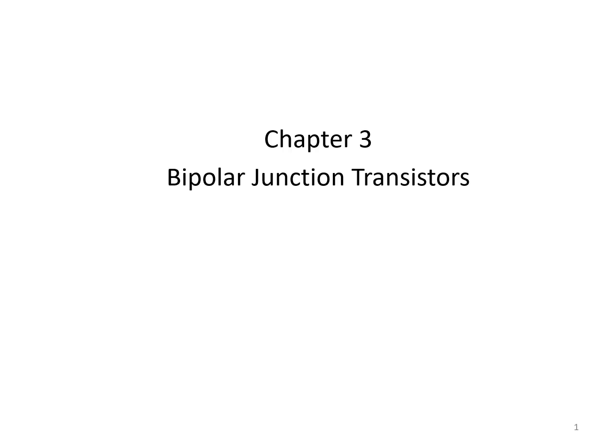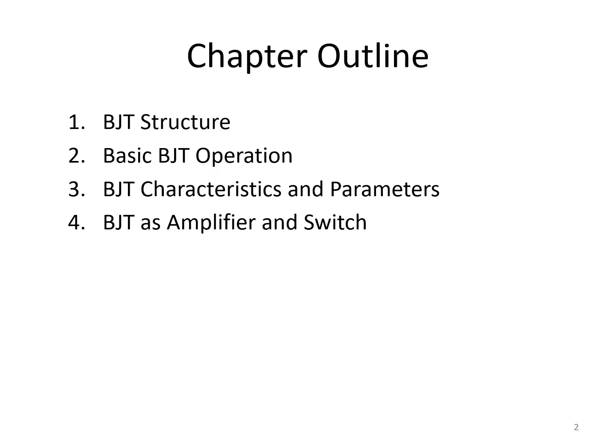So today we will start a new chapter 3, which is Bipolar Junction Transistor, BJT. This is the chapter outline. At the end of this chapter, you will be able to explain and understand the BJT structure, basic BJT operations, BJT characteristics and parameters, and the last one is BJT as amplifier and switch.